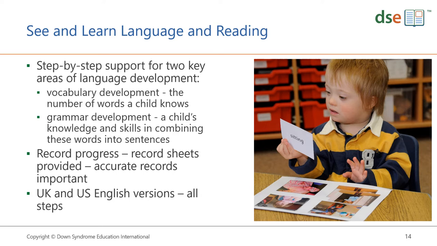I've already underlined really in what I've just said that it's small steps, structure, step-by-step support. First of all, for vocabulary development, to get a basic vocabulary together to get us to the stage of simple sentences and developing sentences and grammar. And we are going to go on with providing materials for much more of core vocabulary development. With each step in the program, record sheets, small steps, making sure you can go at the pace of the individual child. And for all our materials, there's a UK and US English version for all the steps.